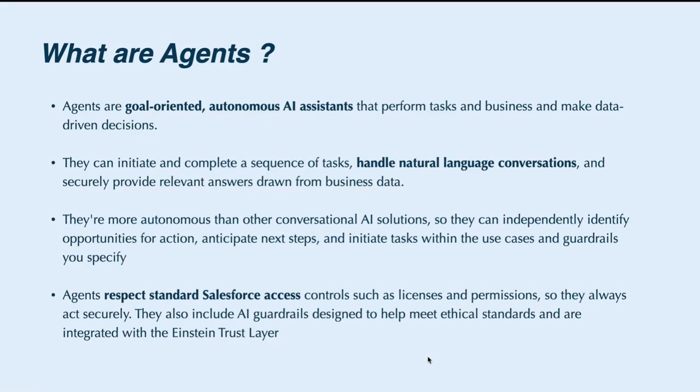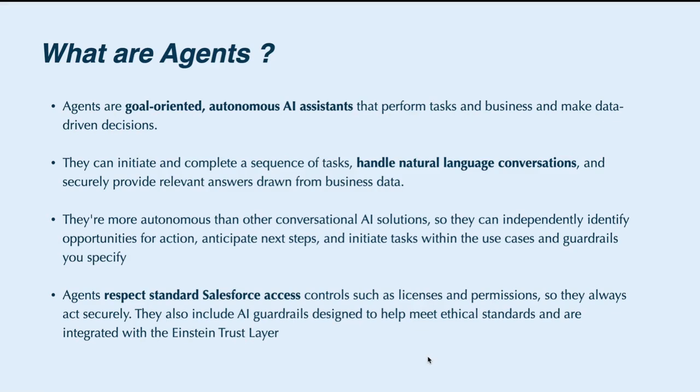What are agents? So, agents are actually trusted and goal-oriented autonomous AI assistants that can perform tasks and business and make data-driven decisions. They can initiate and complete a sequence of tasks and handle natural language conversations and securely provide relevant answers directly drawn from your business data. Not only this, they can increase productivity and reduce your team's workload by automating some of the routine tasks and assisting with the complex ones.